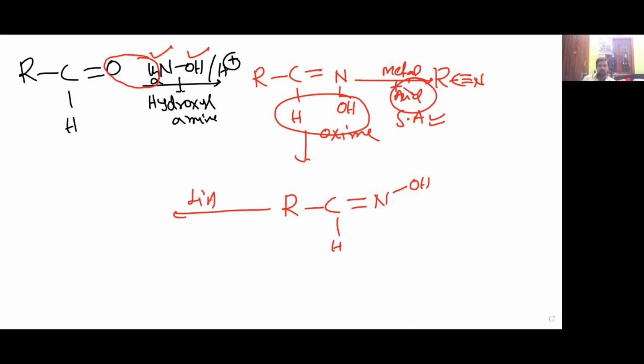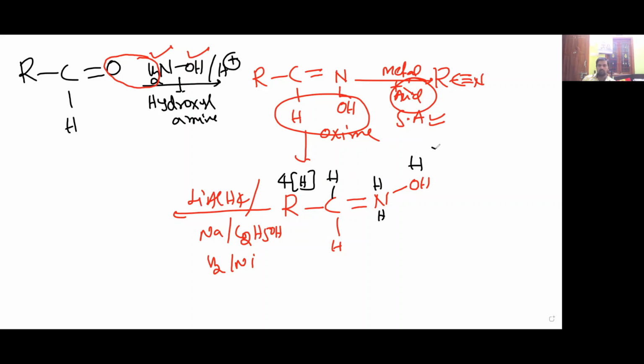We are using LiAlH4 or Na/C2H5OH or H2/Ni. Please keep these reactions in mind. I'm telling the reason also. There are 4 hydrogens. First hydrogen, second, third, and fourth hydrogen. So water is eliminated. Then remember RCH2NH2. This is how you prepared primary amine. This is reduction.